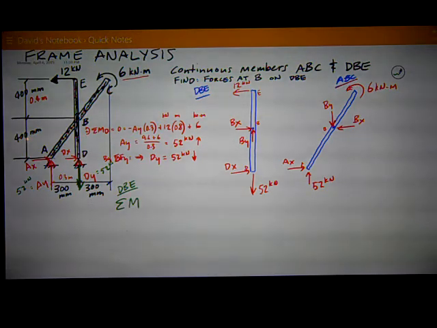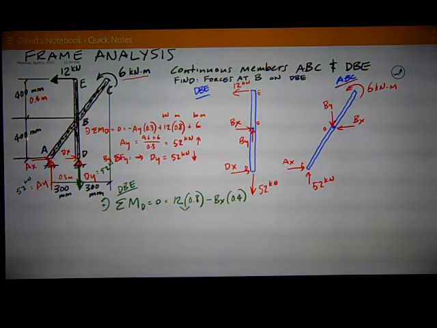I've got the sum of moments about point D is equal to 0. Counterclockwise is positive. I've got at the top 12 kilonewtons, trying to rotate counterclockwise, so it's positive, times 0.8, plus or minus, the only other thing creating moment that doesn't pass through point D is BX, and it's trying to rotate clockwise, so it's negative BX times 0.4.